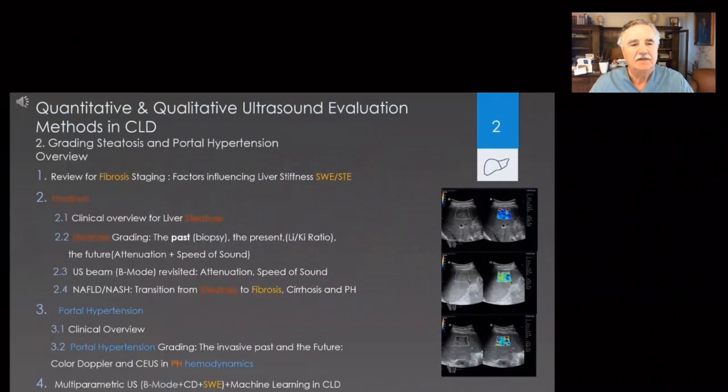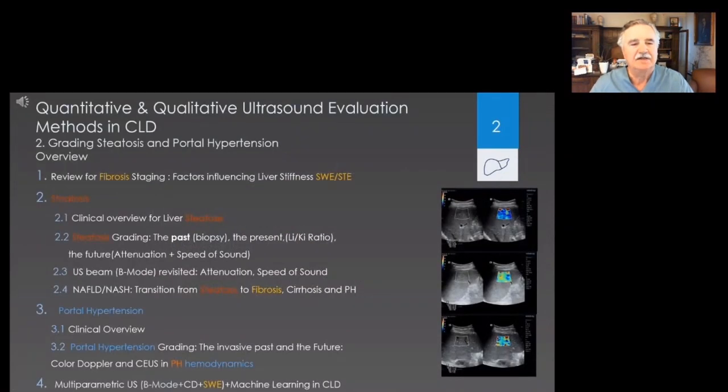The topic of our intervention will be quantitative and qualitative ultrasound evaluation methods in chronic liver disease.